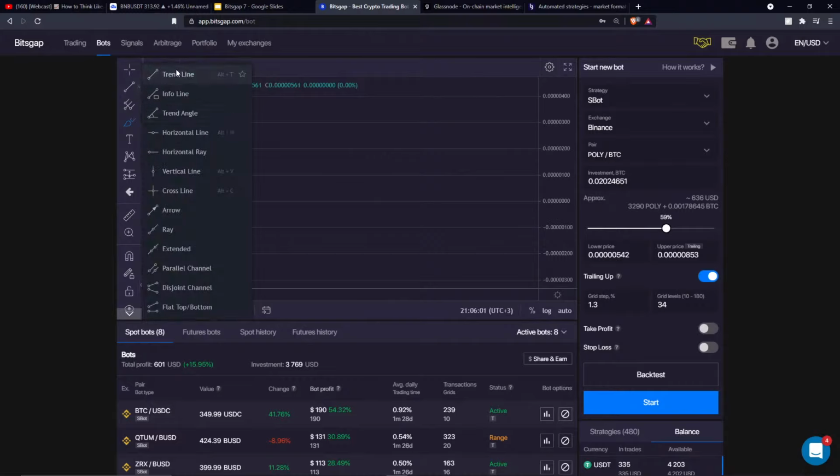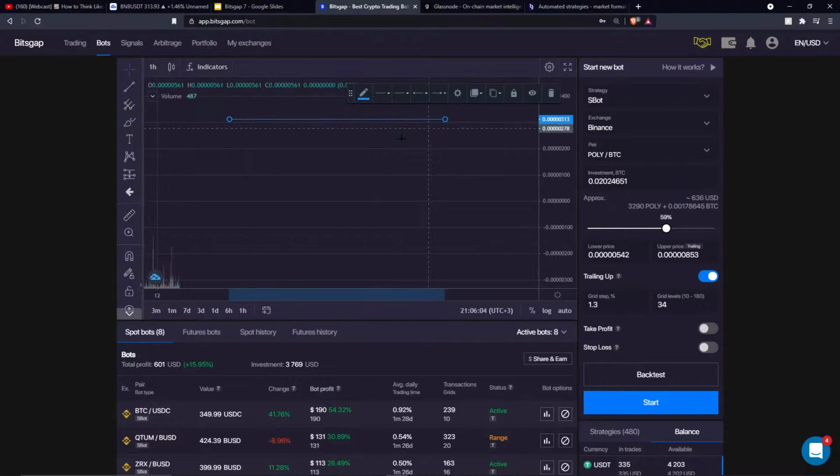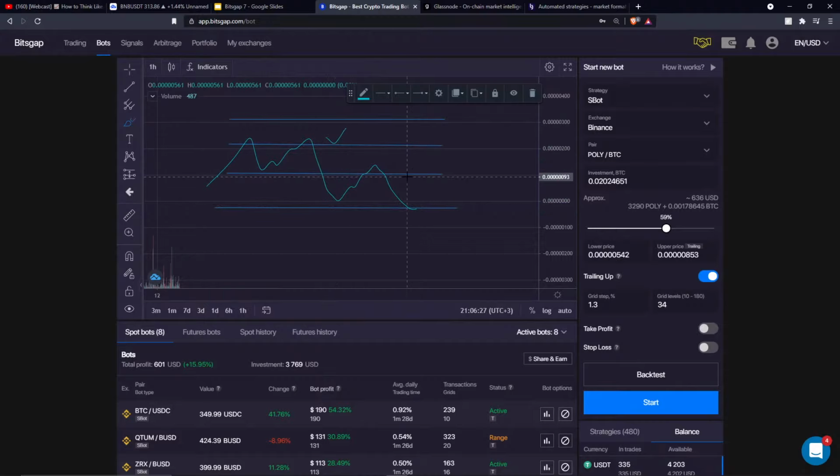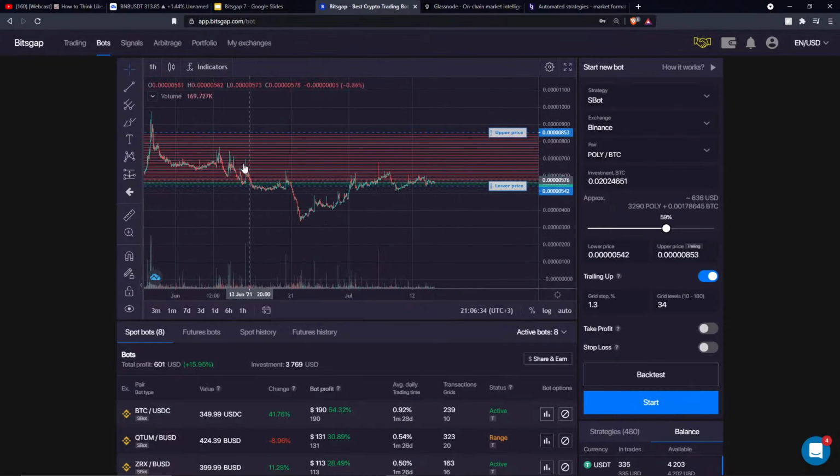Because if your grid levels are too far from each other, and the market moves within this range but never actually touches your grid levels, then what's the point of your bot, right? So make sure that you have enough grid levels for the volatility of your selected crypto, and that way you have more chances that your lines will be triggered. This one triggered, this one triggered, this one triggered. So always make sure that you analyze the volatility of the coin.